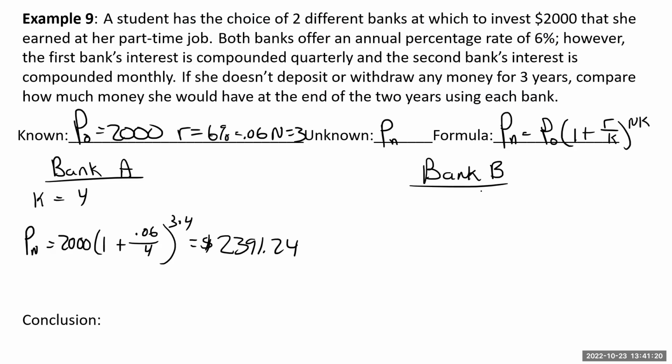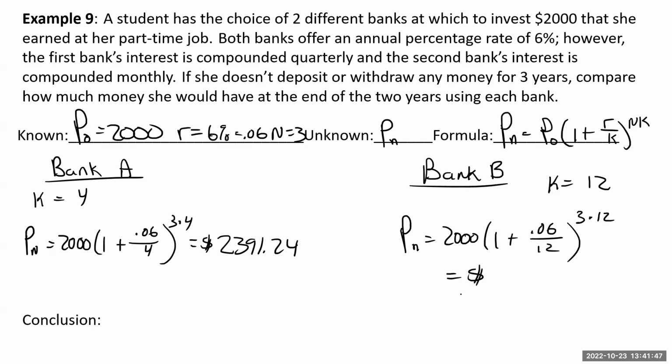Okay, so Bank B says that the K value is equal to 12. So now we've got P sub N is equal to 2,000 times 1 plus 0.06 over 12, K value 12. Let's fix that. Raised to the 3 years times the number of compounds, 12. Okay, so now let's see how much we've got in the bank.